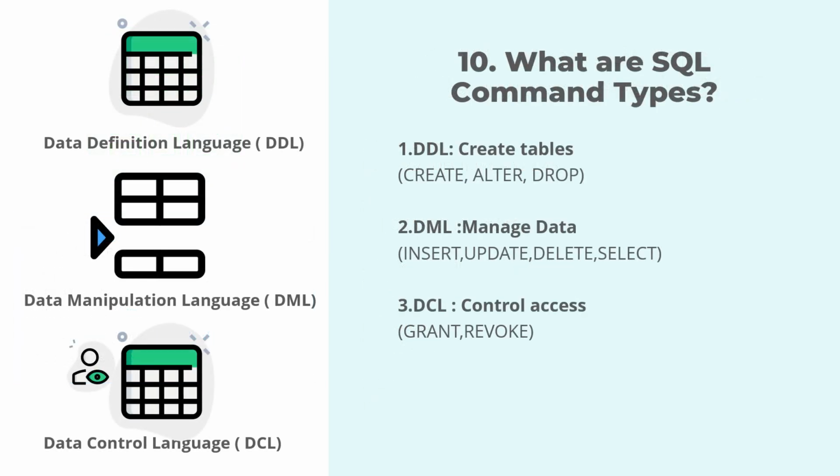Question number 10. What are SQL command types? In SQL, commands are divided into different types depending on what they do. The main types are DDL, DML and DCL. DDL or Data Definition Language. DDL commands define and manage the structure of the database, things like tables, columns and indexes. They don't change the actual data, just how it is stored.